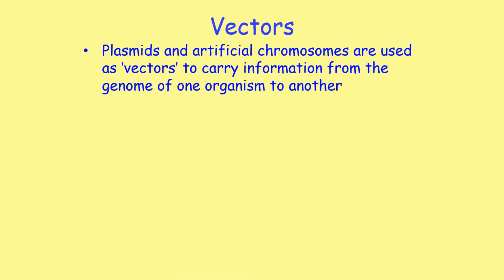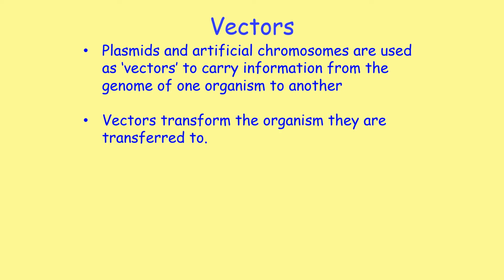So plasmids are vectors, and what that means is they are used to carry the information from the genome of one organism into another. So at National 5 level, we looked at plasmids that were used to insert our gene of interest into, and then we put the whole plasmid that contained the gene into a new organism.